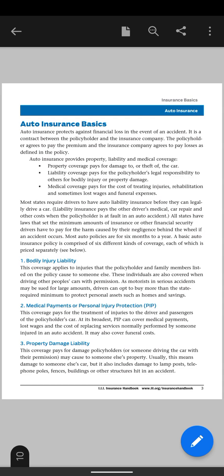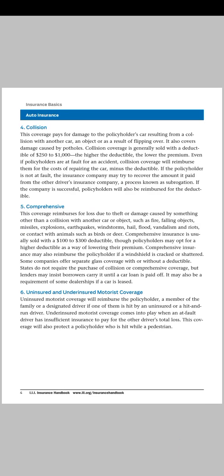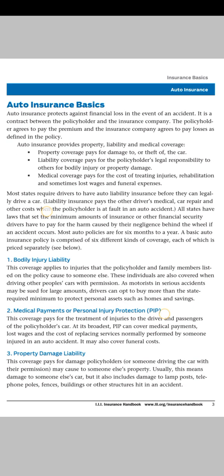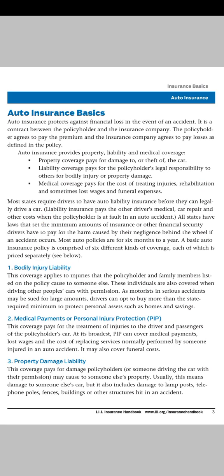Number 3. Property damage liability. This coverage pays for damage the policyholder or someone driving the car with their permission may cause to someone else's property. Usually this means damage to someone else's car, but it also includes damage to lamp posts, telephone poles, fences, buildings, or other structures hit in an accident.